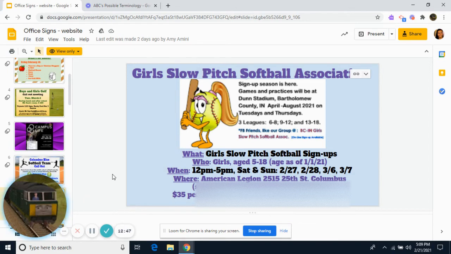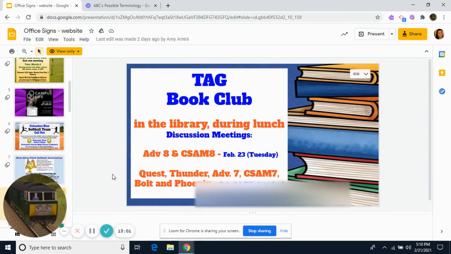American Legend. Side entrance facing the skating rink. $35 per player due at registration.